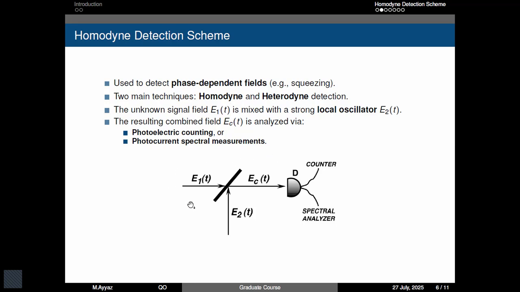This is a simple schematic of our experimental setup. We need two fields. One is the unknown signal field that we want to measure, and the other is the local oscillator, and it is usually a strong laser field that we can control. After combining them using a beam splitter with some transmittivity and some efficiency, we get a combined field, and we can detect it using photoelectric counting or photocurrent spectral measurements.